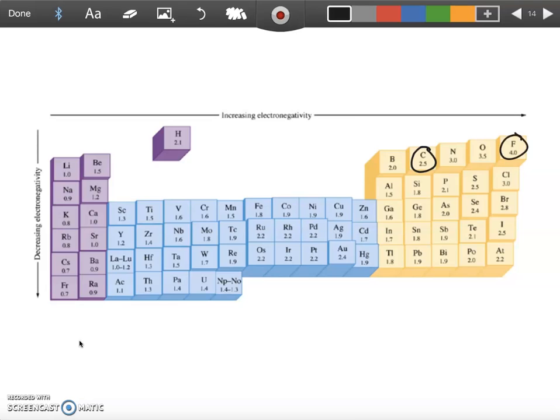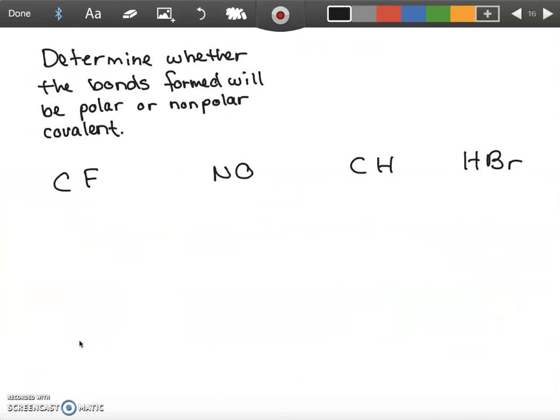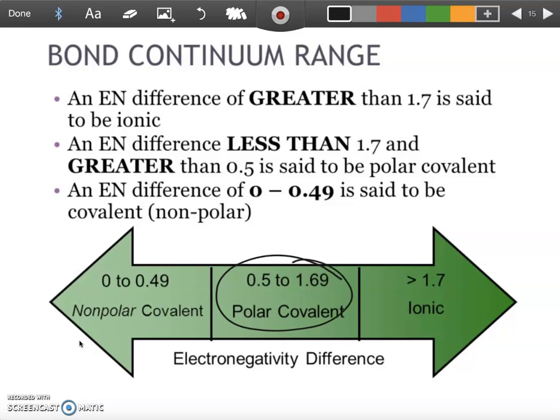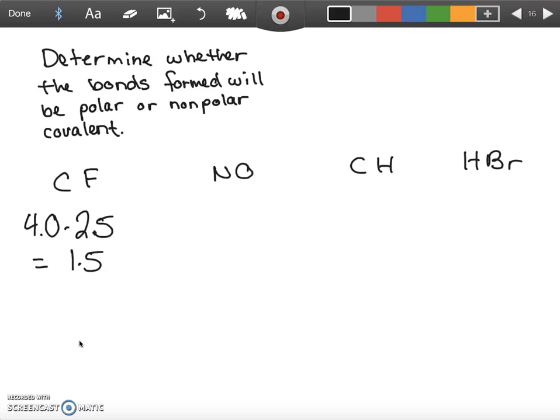Fluorine has a Pauling scale rating of 4.0, and then carbon has a Pauling scale rating of 2.5. If we come back over here to our example, we will take 4.0, which is the bigger number, and subtract the smaller number from it, and that'll come out to be a difference of 1.5. Okay, and 1.5 lies in the polar covalent bond range. So a bond between carbon and fluorine will be a polar covalent bond.